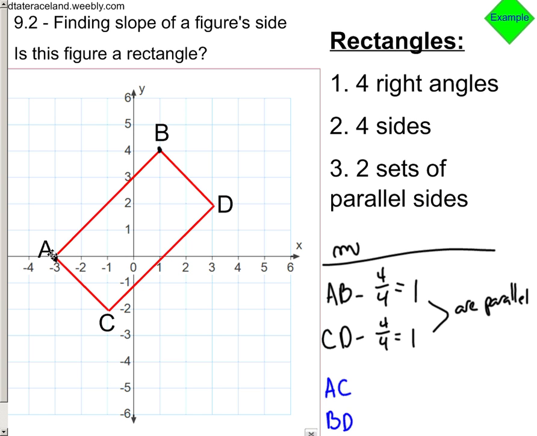A to C, let's see, you go 1, 2 down and 2 to the right. So it would be a negative 2 over 2, which is a negative 1 slope. And let's try the same with B to D. Down 2, so that'd be a negative 2, and 2 to the right. So that's also a negative 1. So my slope here is the same as AC's, so they are parallel as well. So we've got 2 sets of parallel sides.